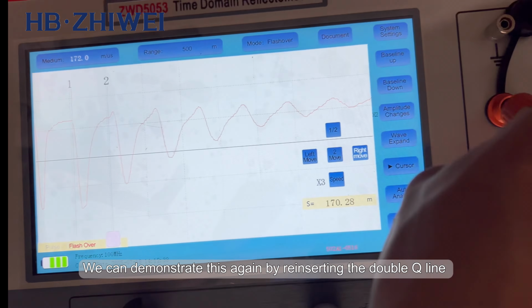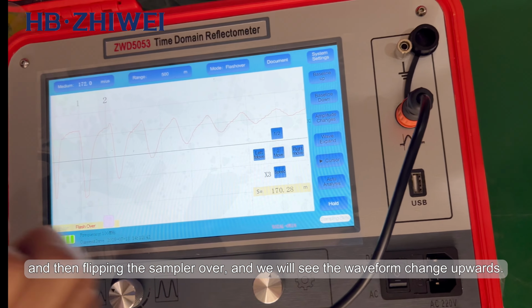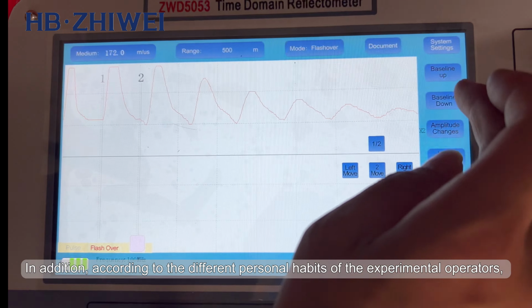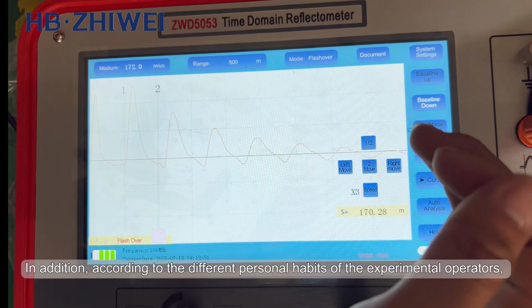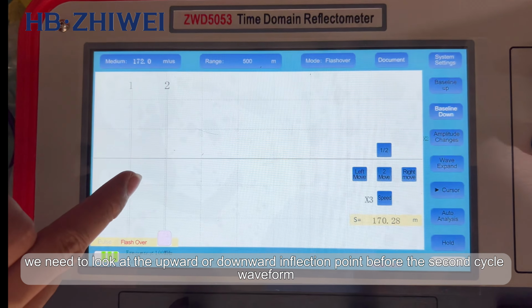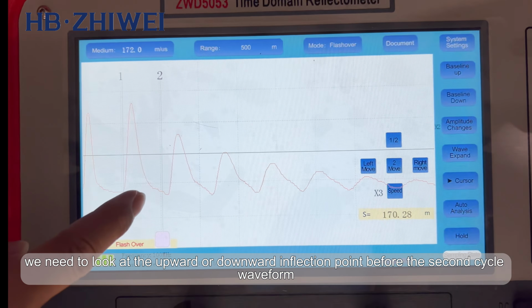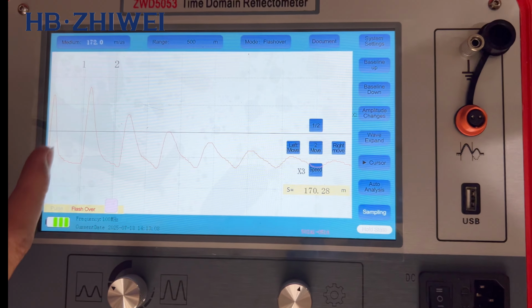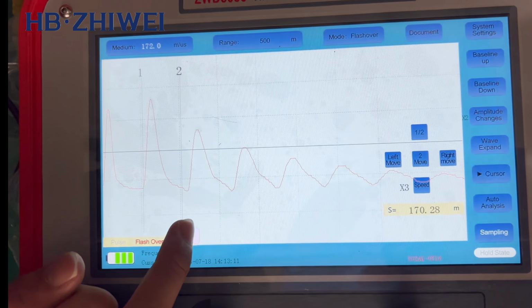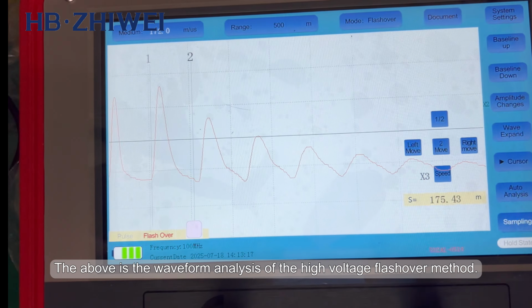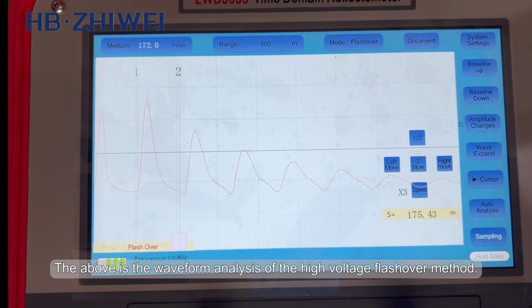We can demonstrate this again by reinserting the double Q line and then flipping the sampler over, and we'll see the waveform change upwards. In addition, according to the different personal habits of the experimental operators, we need to look at the upward or downward inflection point before the second cycle waveform. The above is the waveform analysis of the high-voltage flash-over method.